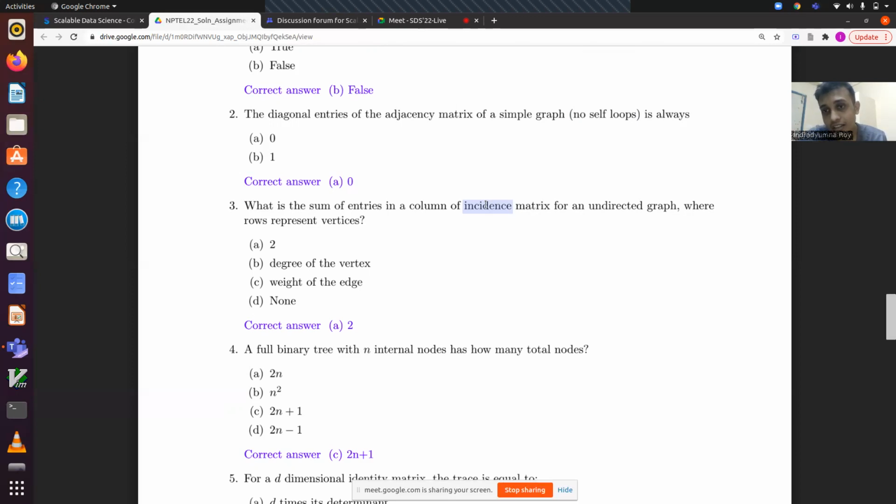So you just have to visualize the incidence matrix. If you drew the incidence matrix for any graph, say you take a 3 or 4 node small graph and draw the incidence matrix for it, then it would have been extremely clear to you. That's the trick to these things.